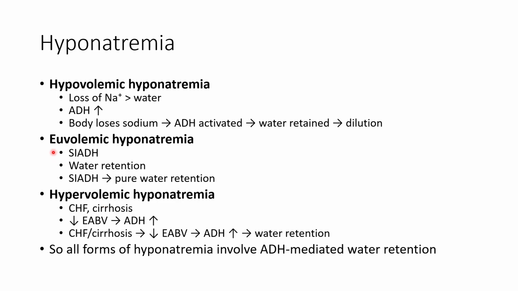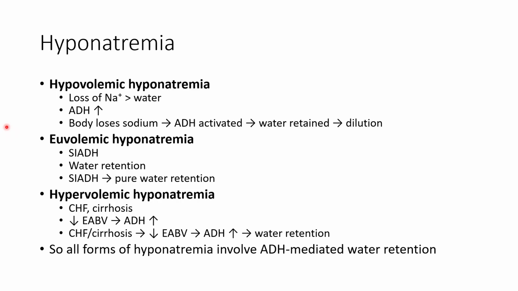The different indicators that you can use to decide the volume status: you can check for any edema, you can check for any crepitations in the lung, you can check the capillary refill time, you can check if the tongue and mucosa are wet or not, if the eyes are sunken or not, and they will give you an idea whether the patient is hypovolemic, euvolemic, or hypervolemic.